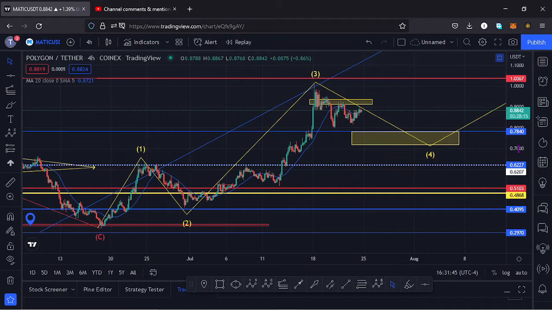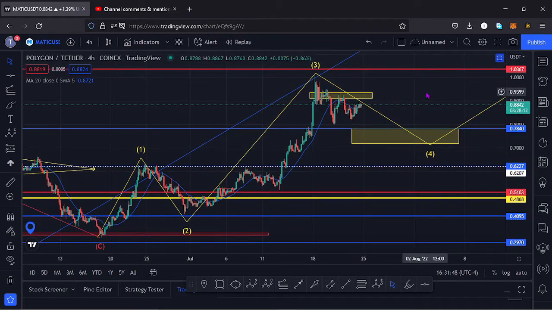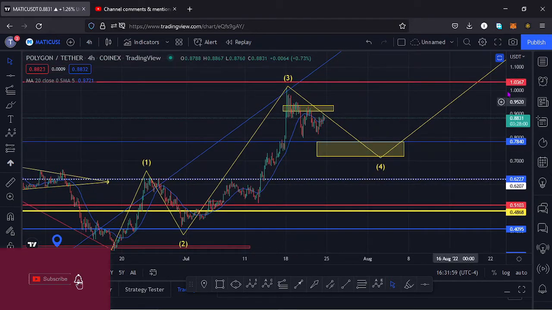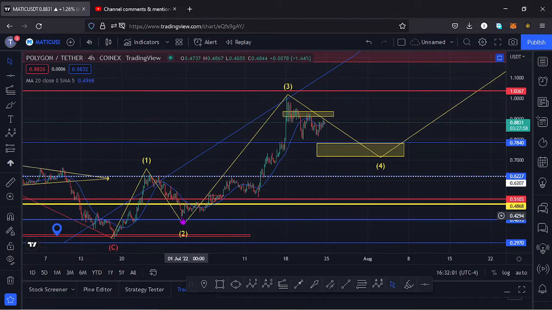In this pullback, this is what is going to give me the key scenarios that I'm expecting over here. So I expect us to retrace to this yellow target that is at around the $0.78 mark and the $0.71 mark, and that I'm using the Fibonacci's because you can see in this wave 3 to the upper side, for us to form a wave 4, it will be a retracement for that wave 3.